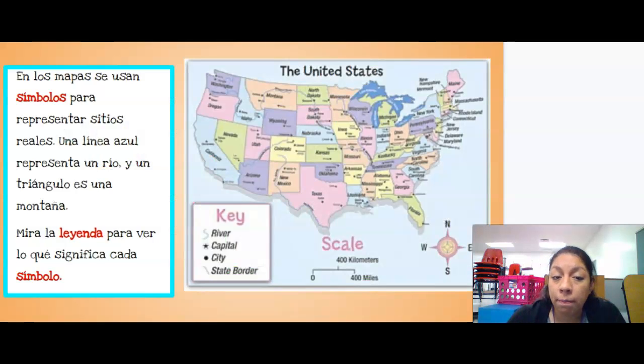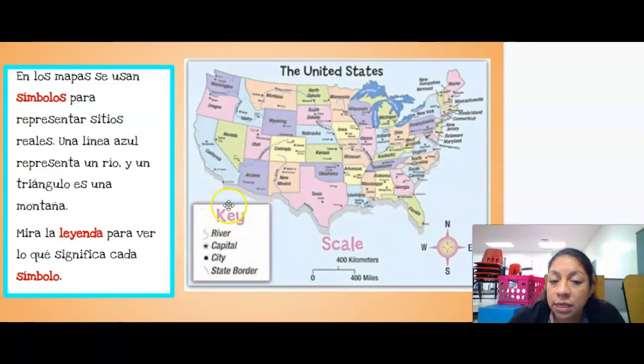Maps use symbols to represent real sites. Many use a blue line to represent a river and a triangle to represent a mountain. You can look at a key, the key of a map, to see what the symbol means.